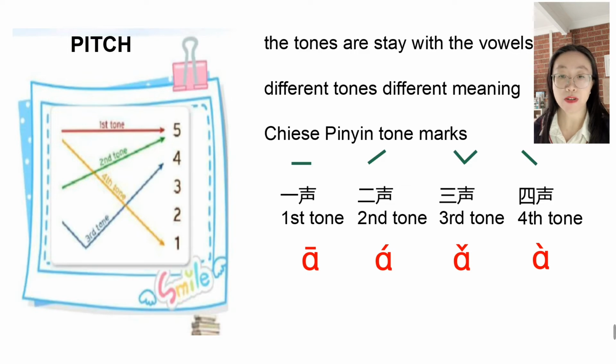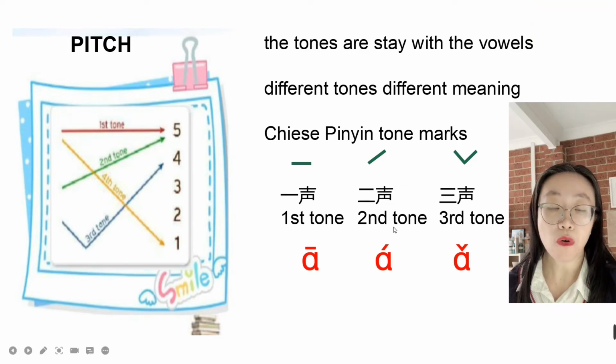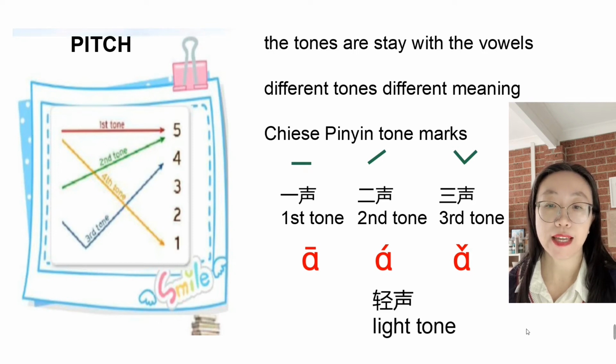And a very special thing happened. If the vowel is without a tone mark, it means a soft tone. We call it 轻声. For example, ah, like that. Okay, let's have a look at everyone. So the different tones with different marks, yeah, and the simple vowels all have different tones.